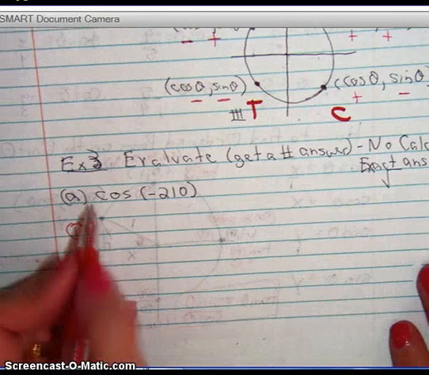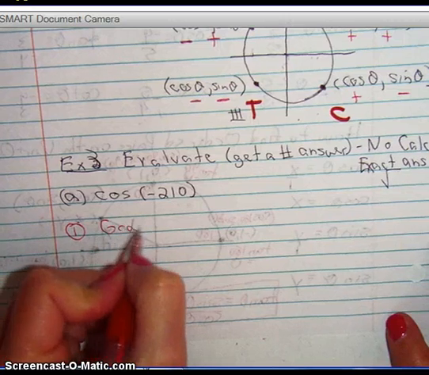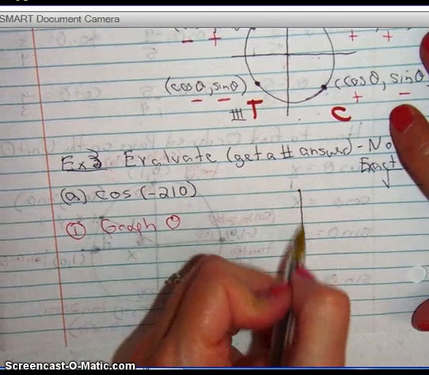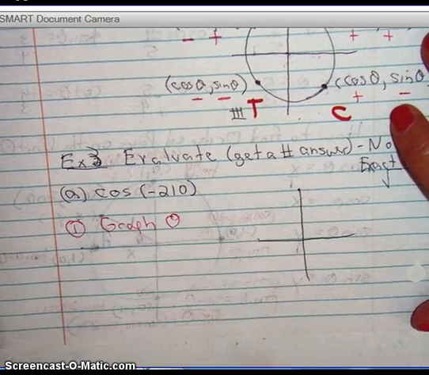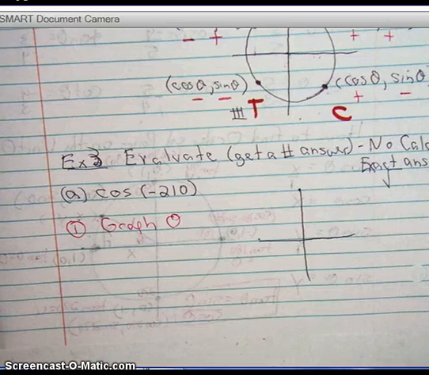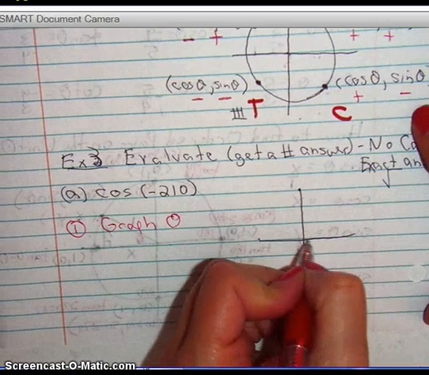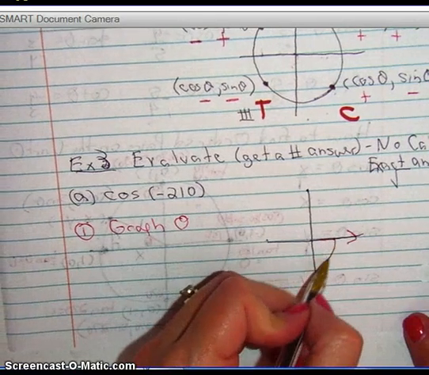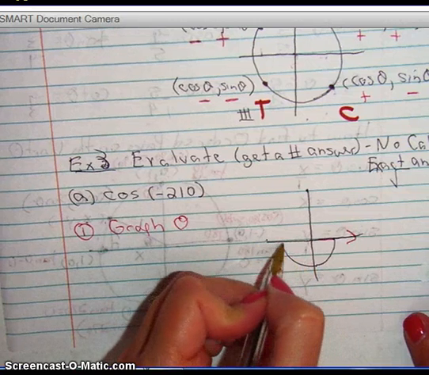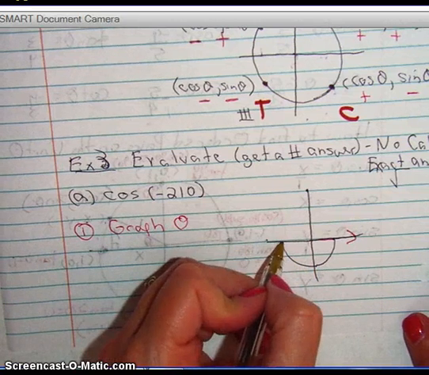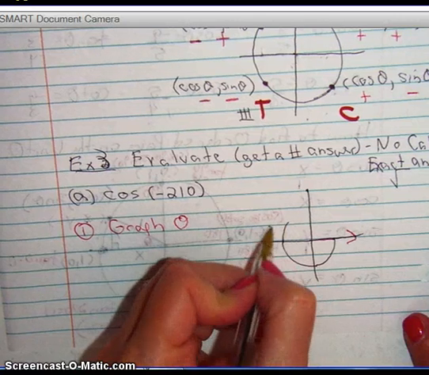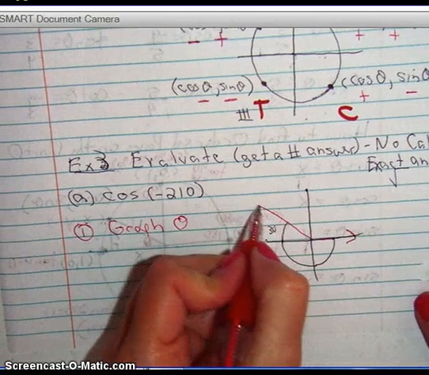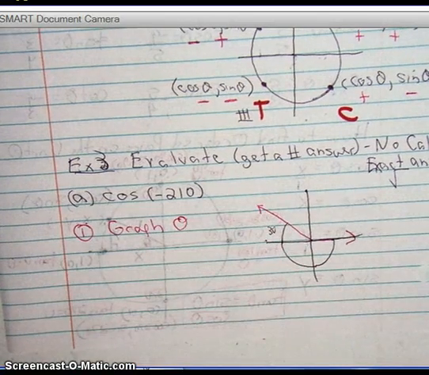Number 1, graph theta, -210. You guys want clockwise or counterclockwise? Clockwise? Good choice. Here to here is 90. Here to here is 180. How far past 180 am I? 30 past. So I might throw that 30 in my picture. Draw your terminal side. Everybody good?